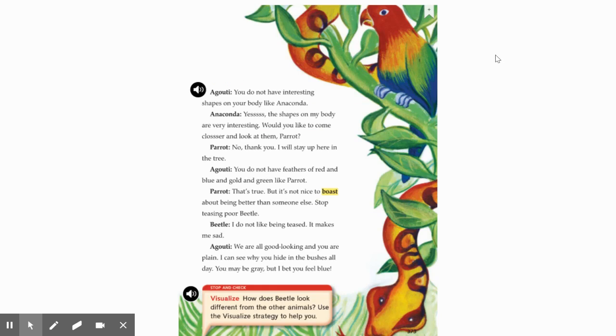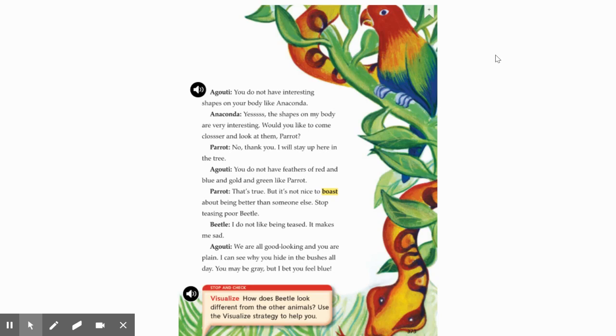Okay, let's continue on. Agouti, you do not have interesting shapes on your body like Anaconda. Yes, the shapes on my body are very interesting. Would you like to come closer and look at them, Parrot? No, thank you. I will stay up here in the tree.